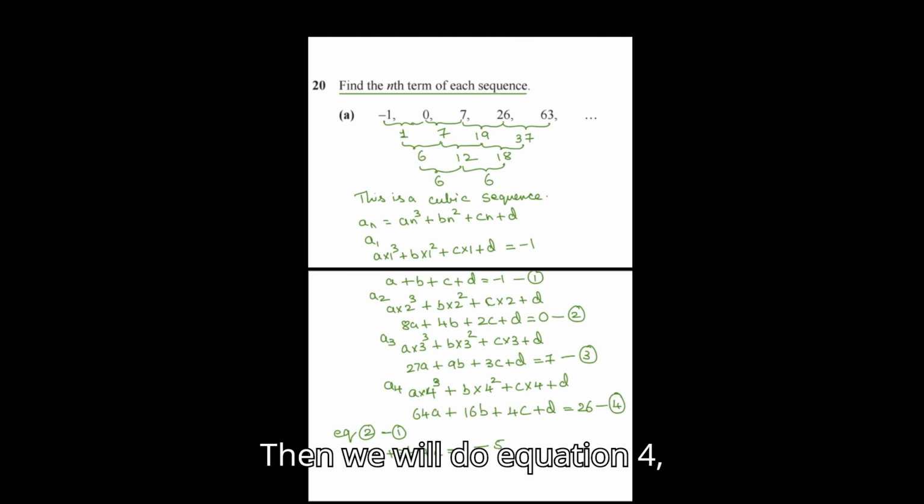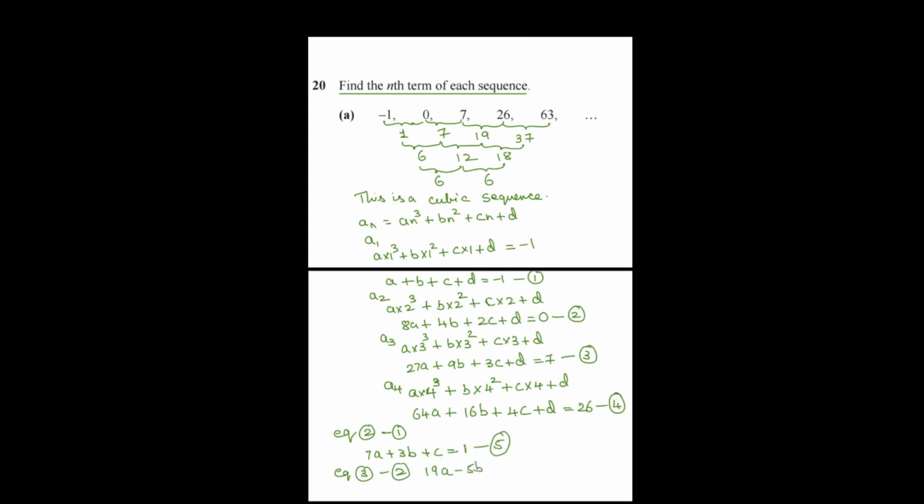Then we'll do equation 4 minus equation 3. Equation 3 minus 2 will be 27 minus 8, that is 19a. 9b minus 4b will be 5b, plus 5b, sorry. 3c minus 2c is plus c, and again d minus d is gone. Then 7 minus 0 is 7, which is equation 6.